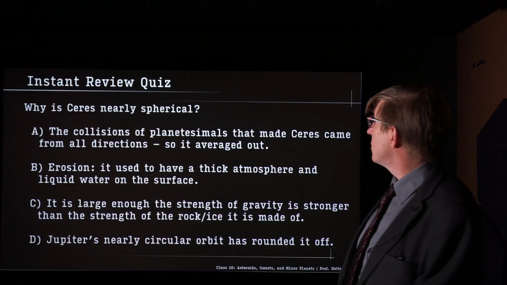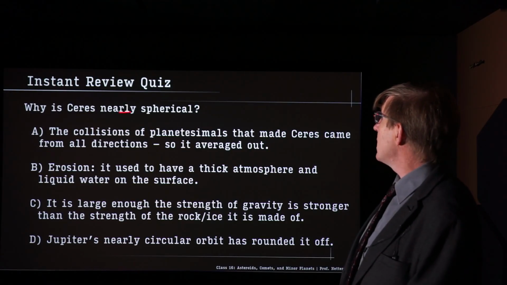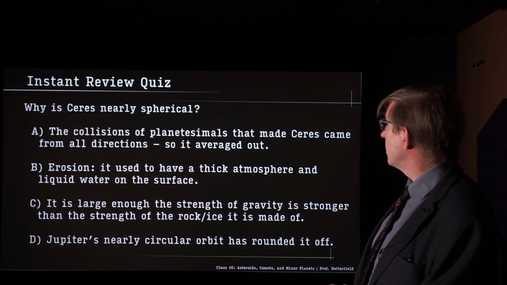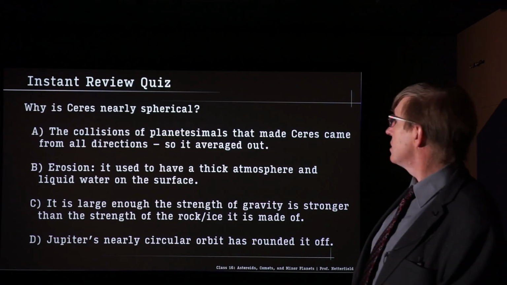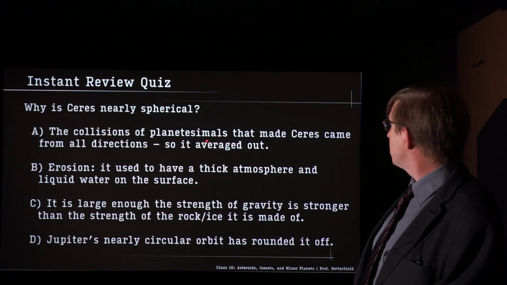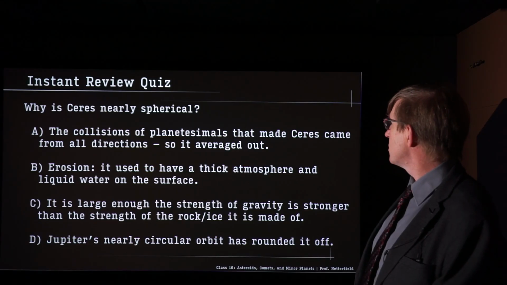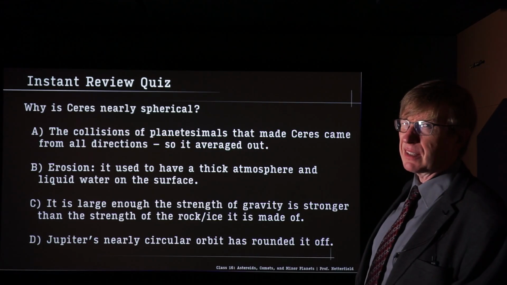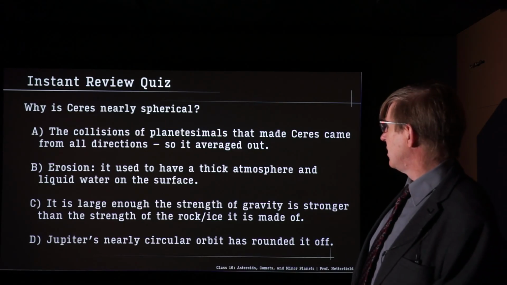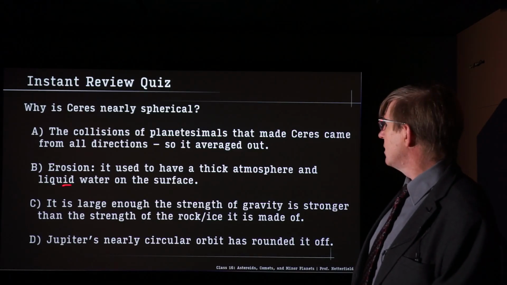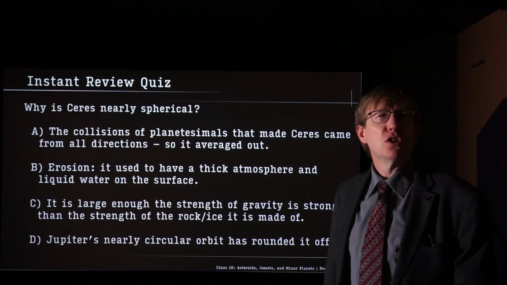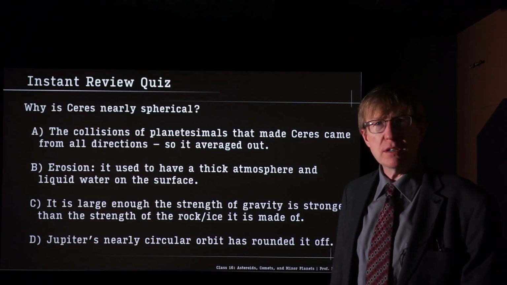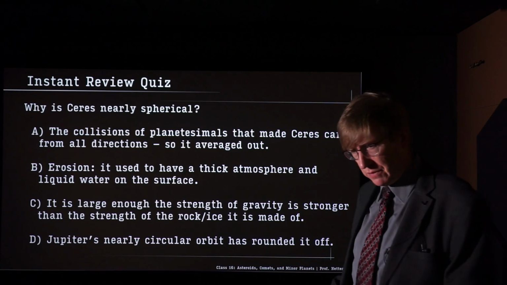So let's look at the instant review quiz. Why is Ceres nearly spherical? And I already just told you the answer, so let's see if you can remember it. Collisions of planetesimals that made Ceres came from all directions. That might be true, but I don't think it would make it necessarily spherical. Erosion. It used to have a thick atmosphere and liquid water on the surface. Well, let's think about that. Could that be true? Could Ceres have ever had a thick atmosphere?